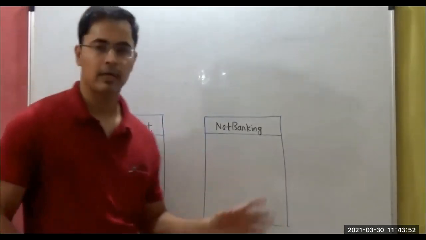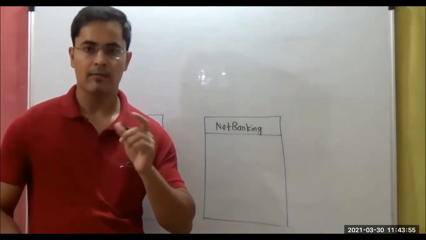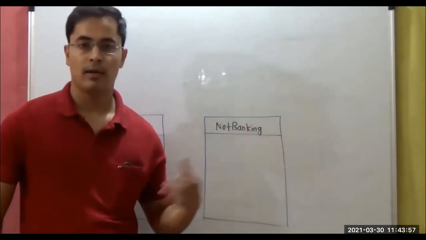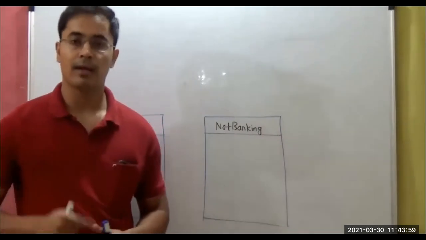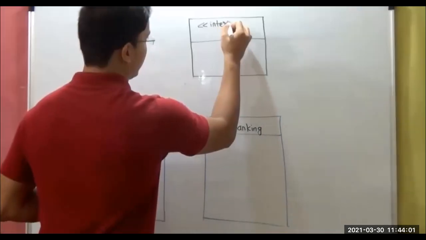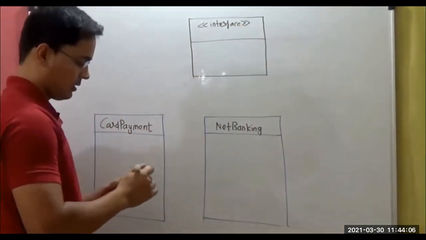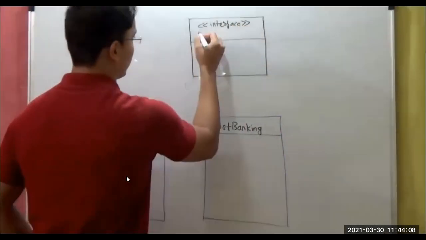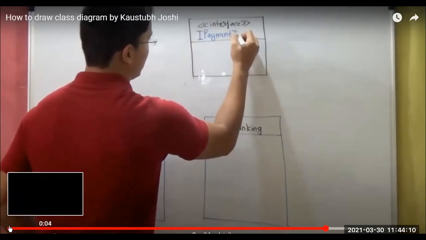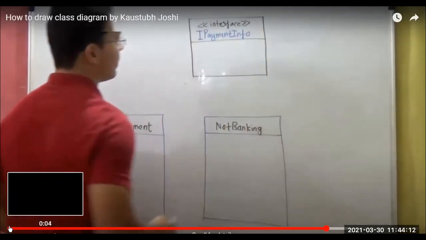So in order to have that standard behavior in each different kind of payment mechanism, we will define an interface. Interface keyword here, like this, and we'll have to specify the name of the interface. So in this case, it will be iPayment.